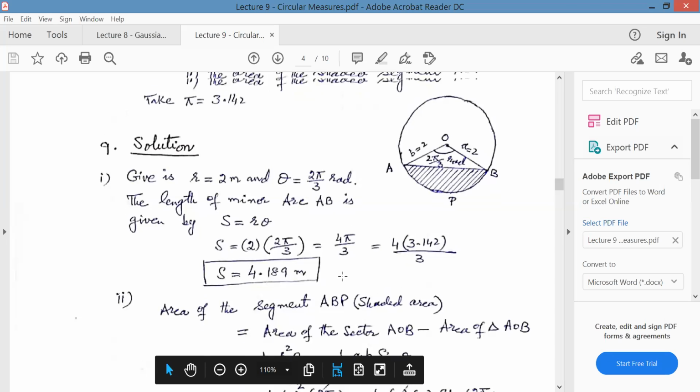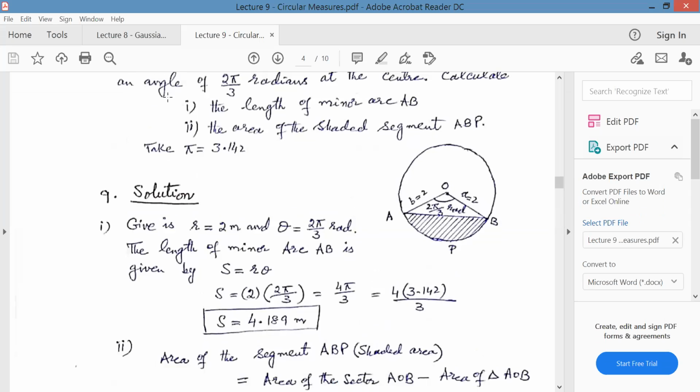Next, in part B, you are to find the area of the shaded segment AB. This AB is called the chord. The straight line from A to B is the chord, and the curved line from A to B is the arc. So the shaded area between the chord AB and the arc AB, that you need to calculate.